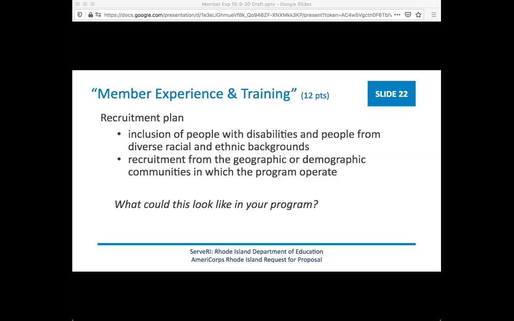But how can we also lift up the communities we're serving and offer them opportunities? And also, how can we value the experiences that they bring because they know those communities? So think about what this could look like in your program, and how it fits into your recruitment plan. Where are you recruiting? What are you communicating? How are you recruiting to ensure that your pool will be welcoming and hopefully include members of both these groups?